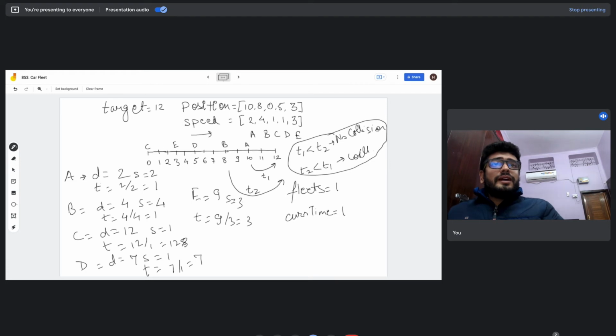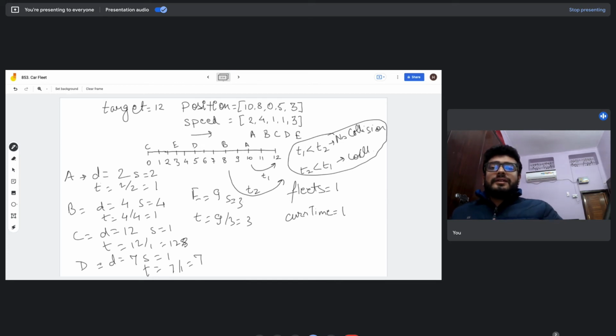For doing that, we are going to check whether the time taken by B is greater than the time taken by the current fleet or not. The time taken by B is 1, right, which is equal to the current timing of the fleet. So basically B will collide with the current fleet. So the number of fleets doesn't change, and the current time also doesn't change, right? Now we are going to move to the next car, which is D. We already know that we are moving from the target towards the farthest car, so the next car that comes into the picture is D.